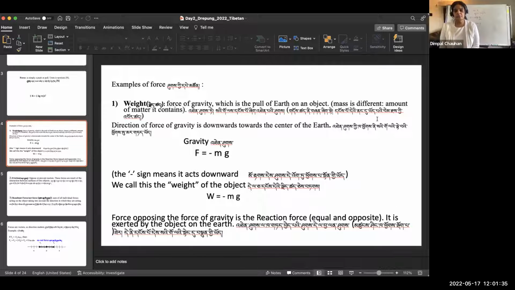So the direction of this force of gravity is always downwards towards the center of Earth. And that's why I have a minus sign, negative sign here.